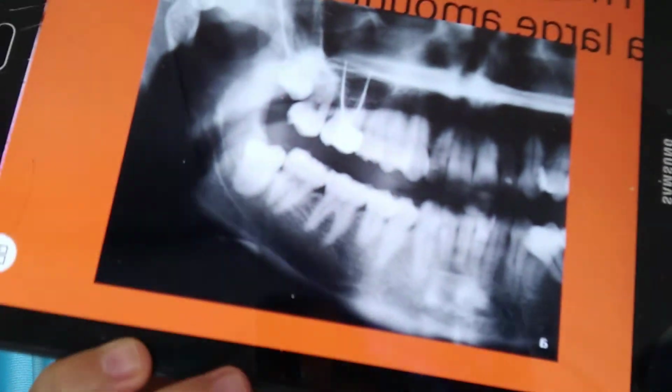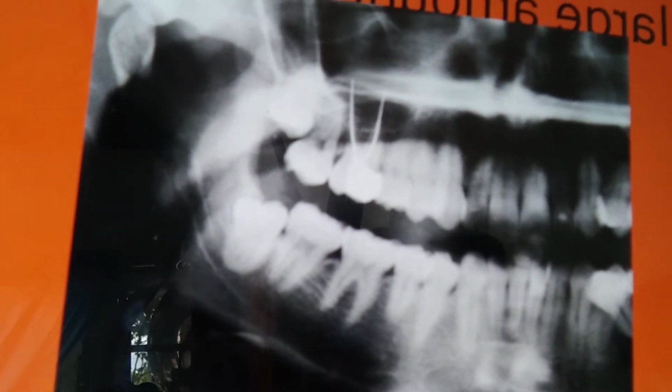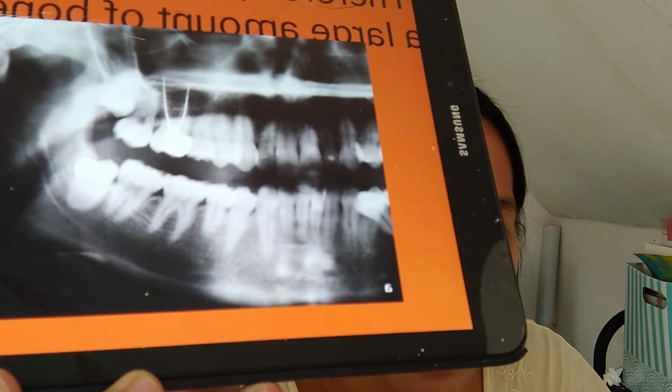So the picture for this one is here. This is a classic impacted mandibular third molar with distoangular impaction.